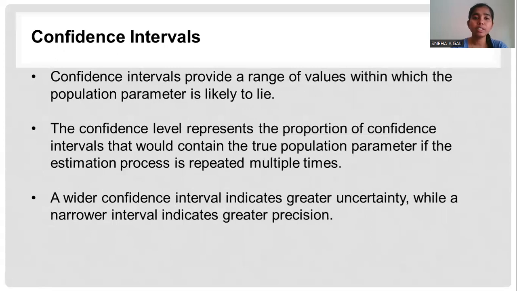Next up, we have confidence intervals. Confidence intervals provide a range of values within which the population parameter is likely to lie. The confidence level represents the proportion of confidence intervals that would contain the true population parameter if the estimation process is repeated multiple times. A wider confidence interval indicates greater uncertainty, while a narrower interval indicates greater precision.